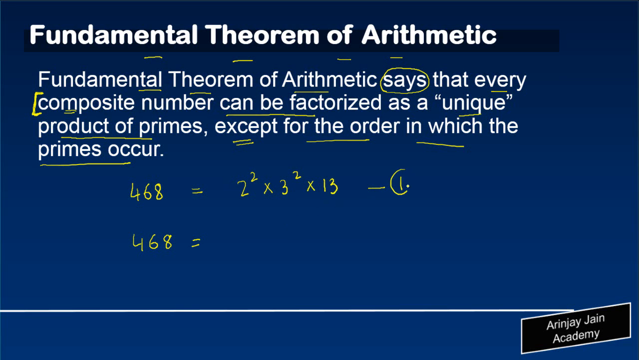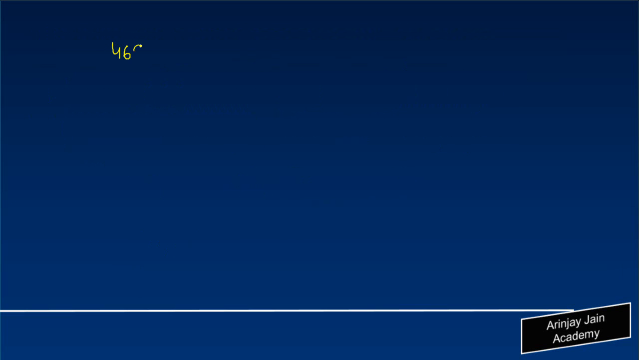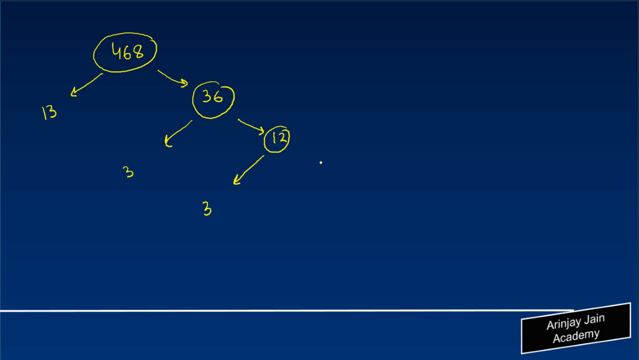Now let me do the prime factorization of 468 again, and I'll do it in a different manner this time around. This time I write 468 and I divide this by 13. So I get 36. That's what you'll get when you do the division. Now I divide this by 3 and I get 12. I again divide this by 3. I get 4. Divide by 2, I get 2. I divide by 2, I get 1.